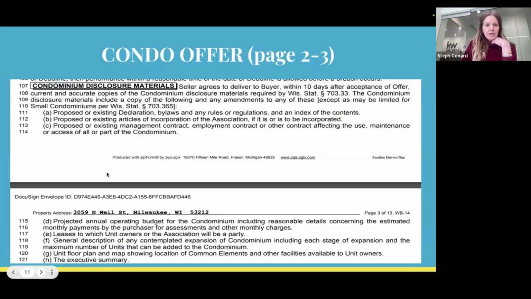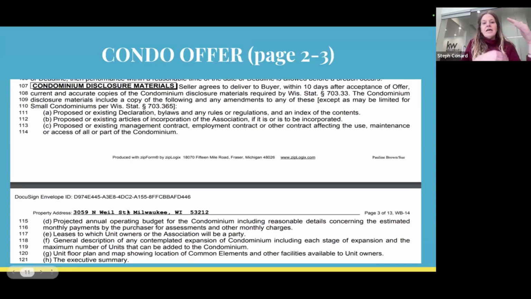Then we get into the condo disclosure material. This language mimics what is in the listing agreement. So when you're listing condos, we're setting the stage for this request in the offer to purchase. Starting at 107, the seller agrees to deliver to the buyer within 10 days after acceptance the current and accurate copies of the condo disclosure materials. And again, this mimics what's in the listing agreement.